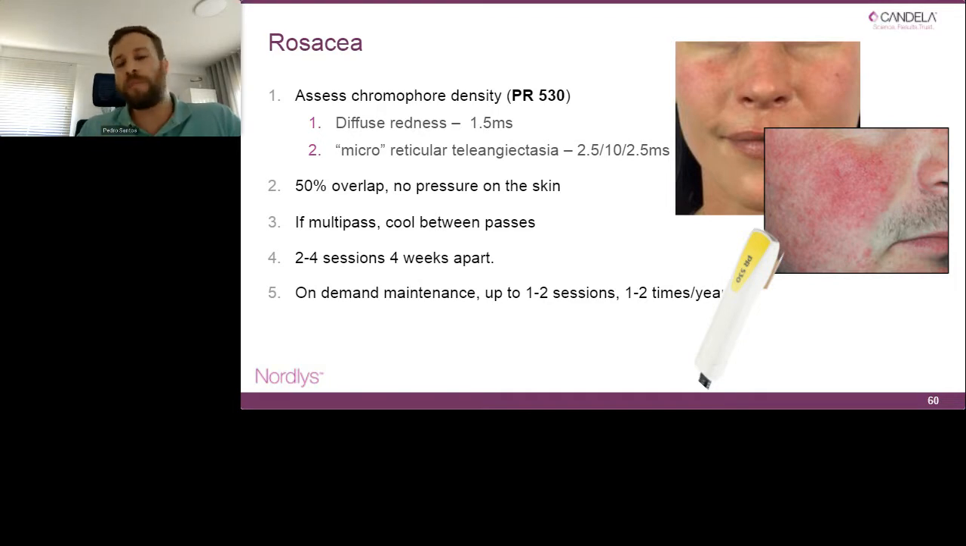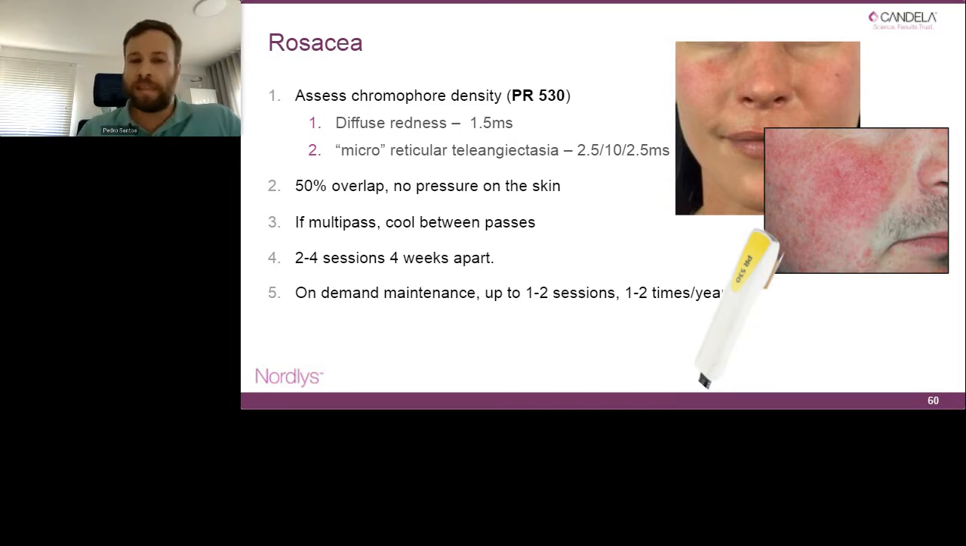And if we perform the treatment with pressure over the skin, we are taking our chromophore out of the treatment site. So we should not apply any pressure on the skin. Also, we have to remember that we have a crystal and the skin, and we have to use a coupling agent to have proper penetration of the energy. Normally, it's needed. If we need to multipass, we should apply some cooling between the passes.